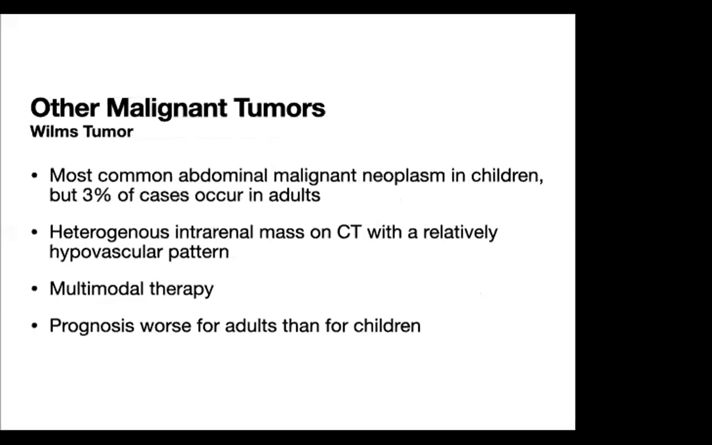And lastly, Wilms tumor, which is the most common abdominal malignant neoplasm in children, but only in 3% of cases in adults. It is a heterogeneous intrarenal mass and on CT with a relatively hypovascular pattern. Treatment is multimodal and the prognosis is worse for adults than for children. And that is my last slide. Thank you.